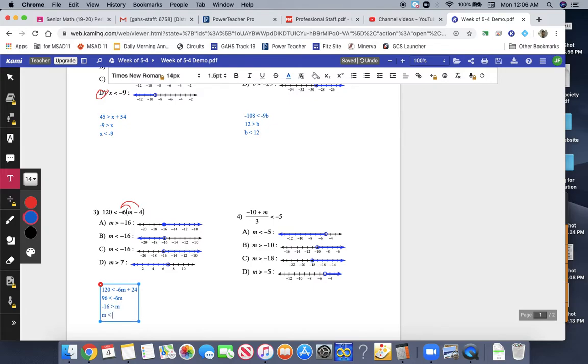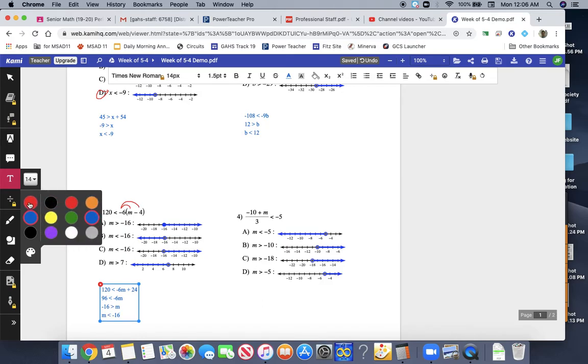So I'm just going to go ahead and reflect that over. No sign change, I'm just rolling the inequality. And there we are. So I should be pointing to the left from negative 16. Well, I've got two of them that say to the left from negative 16, but only one of them is actually going to the left.